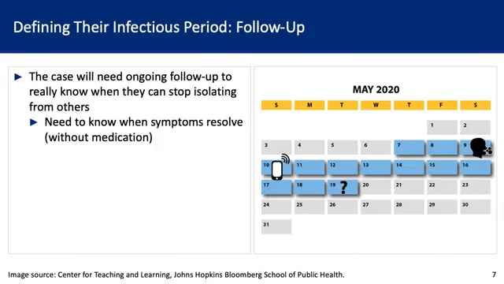So we know that the case will be infectious at least through May 19th in this example, but you'll need to have continuing follow-up to see when they can stop isolating from others, because you'll need to know when their symptoms resolve without use of medication. So the 19th is the earliest time that they could stop isolating, but just a reminder that you'll need to be following up with them to see if they can really stop isolating on the 19th or not.